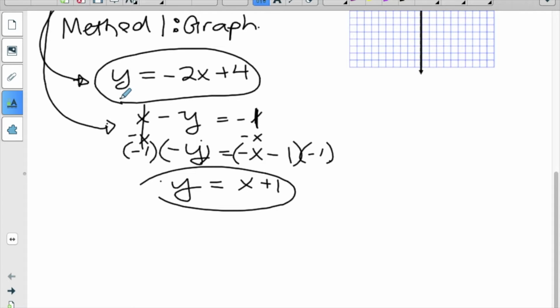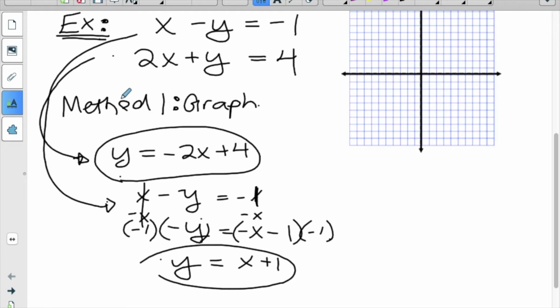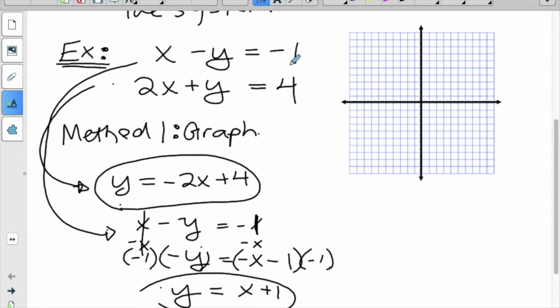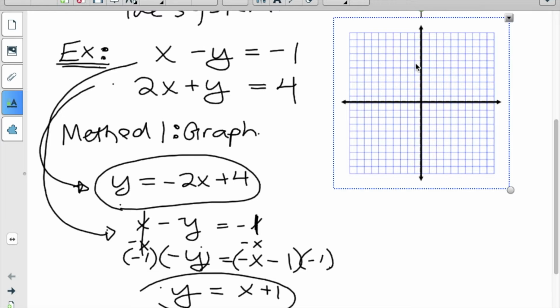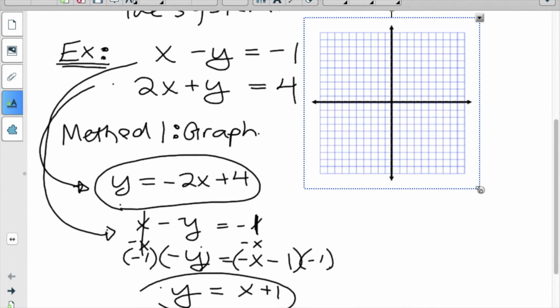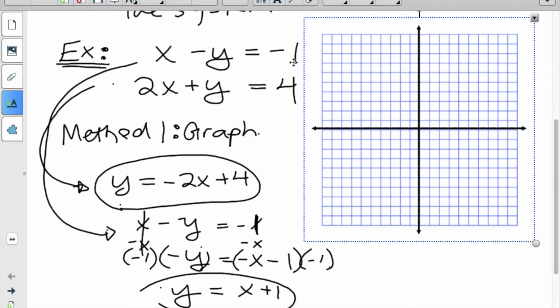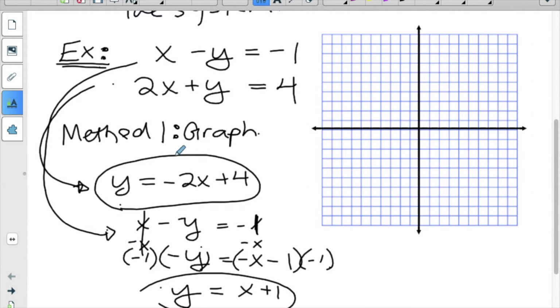Okay, so let's say I want to graph the first one, y equals negative 2x plus 4. How do I start that? Let's see if I can make this a bit bigger. That's a bit better. How do I start? This is in slope-intercept form. Where do I start? The y-intercept. The y-intercept for this first one is? Yep, 4. So here's 4. So I'll put a point there. And then where do I go from there?